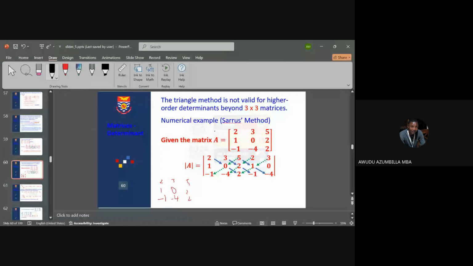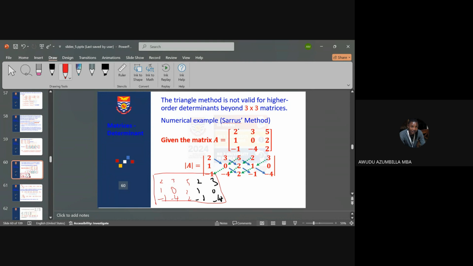Now, the Sarrus method is saying that add the first two columns to the main matrix at the end as the fourth and fifth columns. So we are adding this one to the main matrix. So we have 2 here. We have 1 and minus 1. Then you add another one, 3, 0, and minus 4. This is what the Sarrus method is saying. So if you do this, this is what you have.